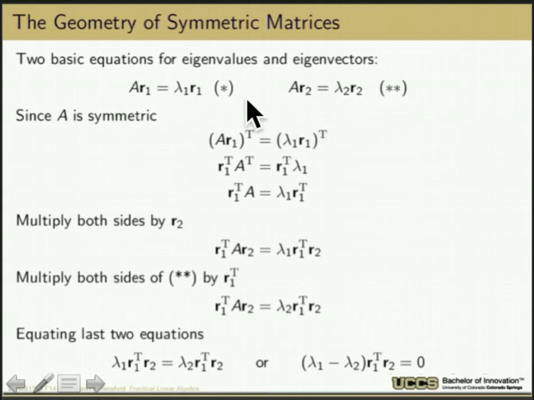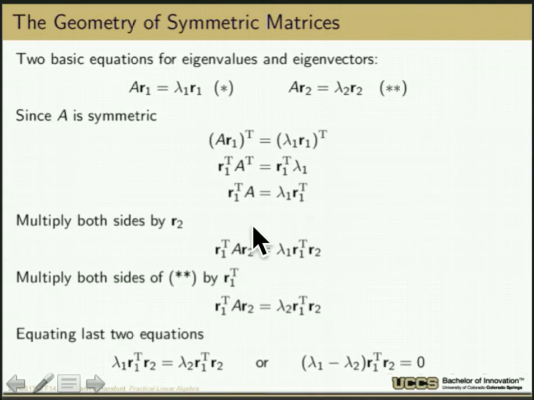If I start with just the two eigenvector equations, we know A R1 is equal to lambda 1 R1, A R2 equals lambda 2 R2. That's true in general, nothing special about the matrix there. But since the matrix is symmetric, I also know that (A R1) transpose is equal to (lambda 1 R1) transpose. And now I can use the fact that the transpose of the product is the product of the transposes. I can work that through.